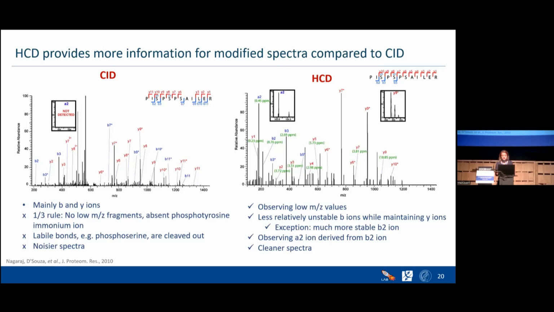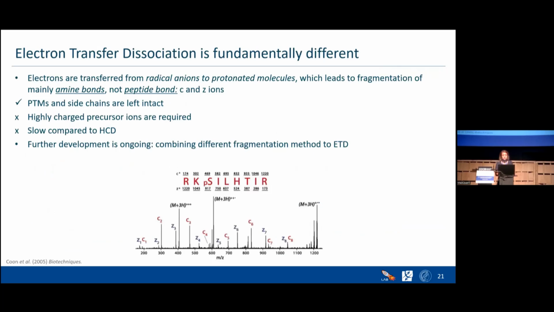So we can use HCD to study PTMs, but that's not the only technique. There's also another fragmentation method, electron transfer dissociation. What we need to know is that this method works differently than HCD.